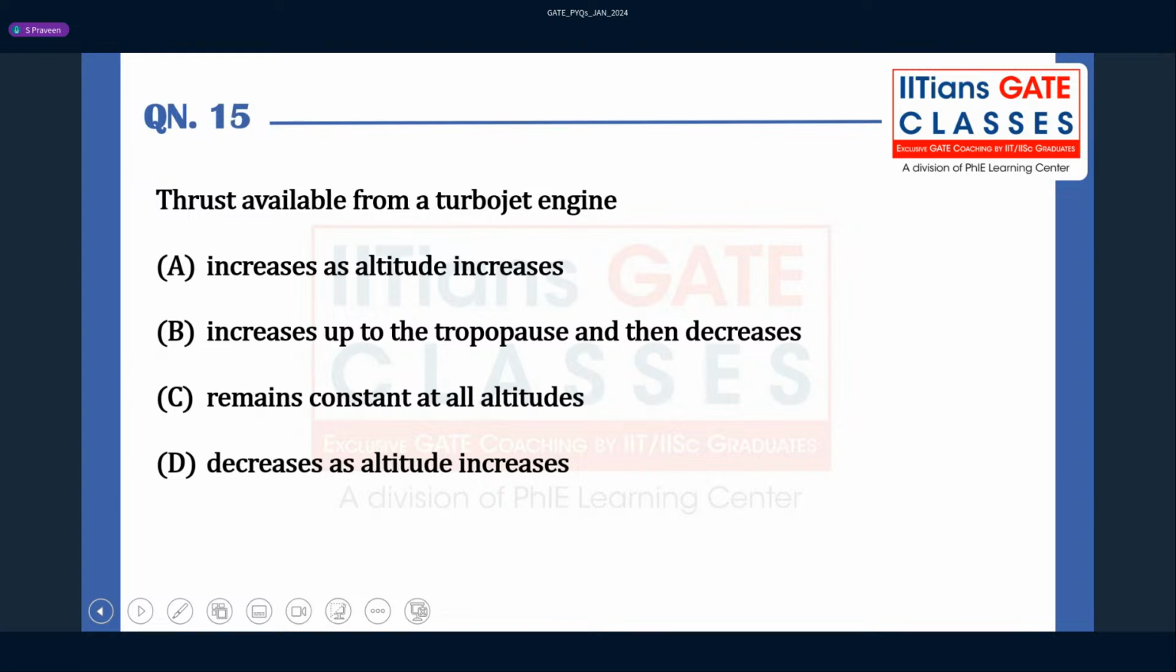The thrust available from a turbojet engine increases. So we have four options in here. Increases as altitude increases up to the tropopause and then decreases. Remains constant at all altitudes. Decreases as altitude increases. So again, we have to think about how to approach this. This is pretty simple.